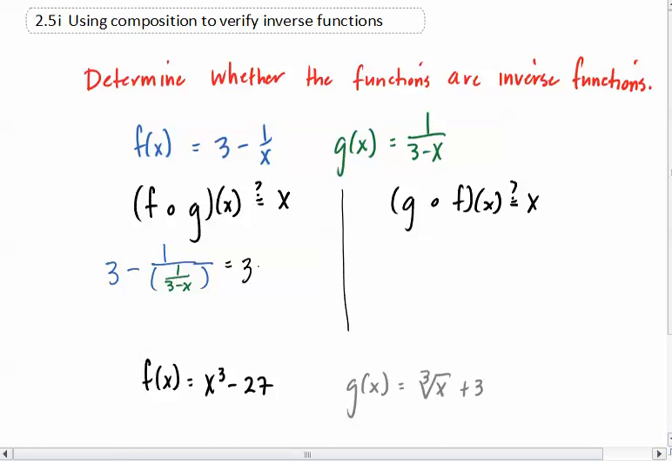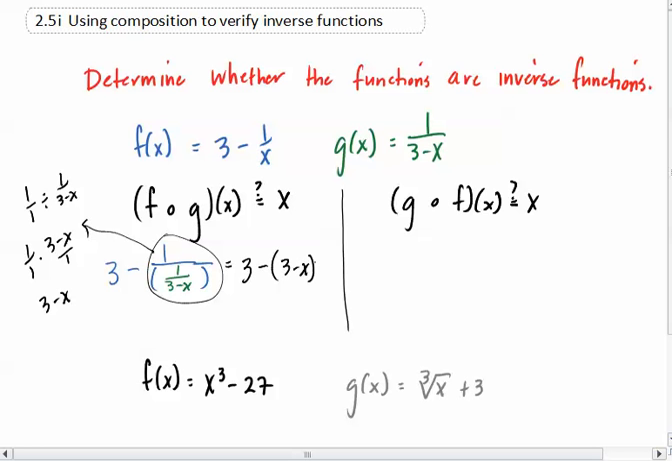I'm going to take the 3 and temporarily bring this over to the side, and we're going to say 1 over 1 divided by 1 over 3 minus x. That's 1 over 1 times 3 minus x over 1. When I multiply those together, I get 3 minus x. Okay, so that becomes this. We're going to have 3 minus 3 plus x, which is x. So far so good. We got an x.